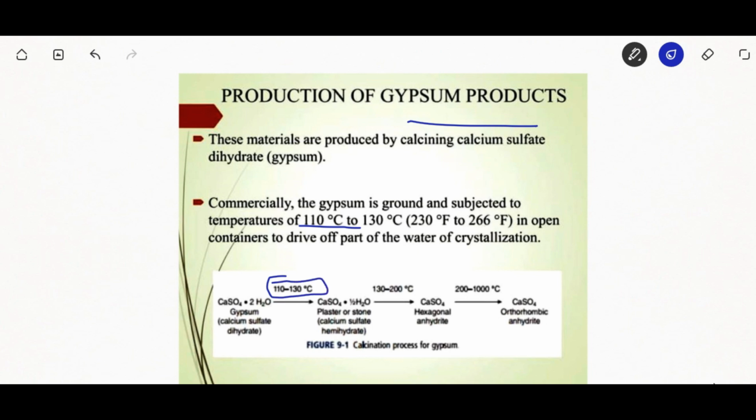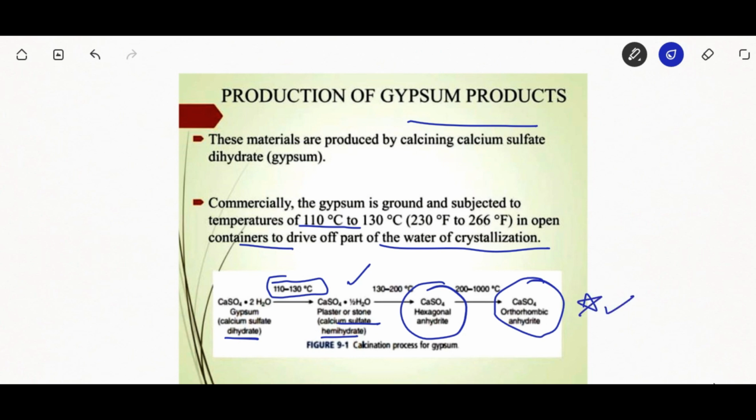When you heat the gypsum, that is calcium sulfate dihydrate, it loses some part of its water of crystallization and changes into calcium sulfate hemihydrate. On further heating, the remaining water of crystallization is lost, so a soluble anhydrite, that is hexagonal anhydrite, is formed. On later heating, it will change into orthorhombic anhydrite, that is insoluble anhydrite.